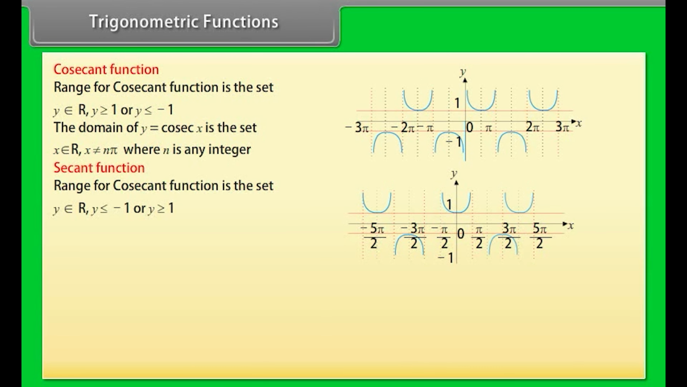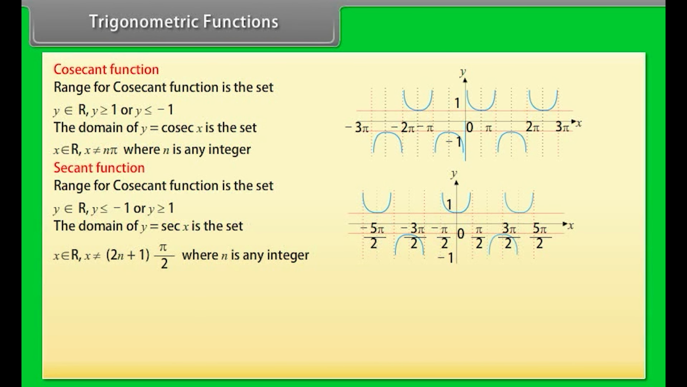Y belongs to real numbers. Y is less than or equal to minus 1 or y is greater than or equal to 1. The domain of y equals sec of x is the set: x belongs to real numbers, x not equal to (2n plus 1) times pi by 2, where n is any integer.